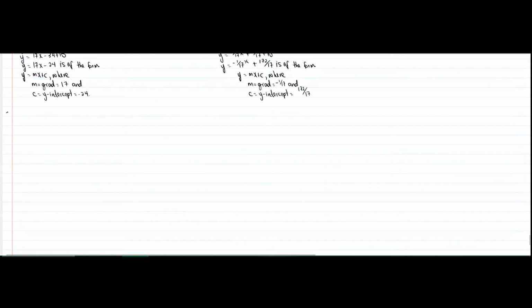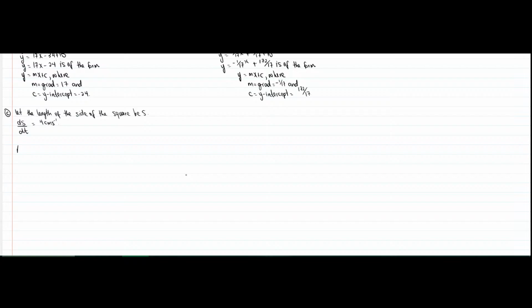Part C, rates of change. The length of the side of the square is increasing at a rate of 4 centimeters per second. Okay, let the length of the side of the square be S. So dS dt is 4 centimeters per second. Positive means it's an increase. Find the rate of increase of the area.